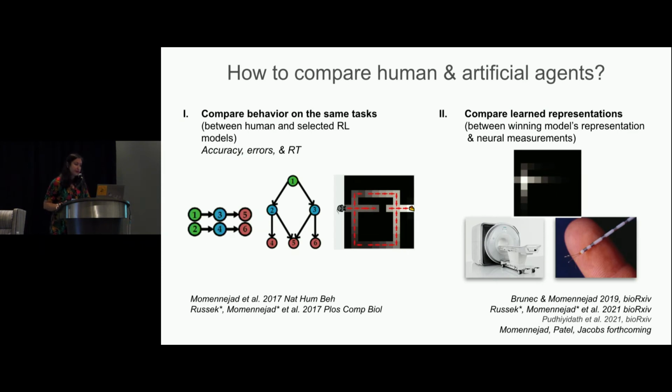The approach that I take for comparing artificial and biological agents, in this case humans, sometimes rodent data if I get my hands on it, thanks to my colleagues, is to first select a series of models. I think I should put that at step 0, which is just select what are the plausible models you even want to try, what is your hypothesis space. And then compare behavior on the same task.